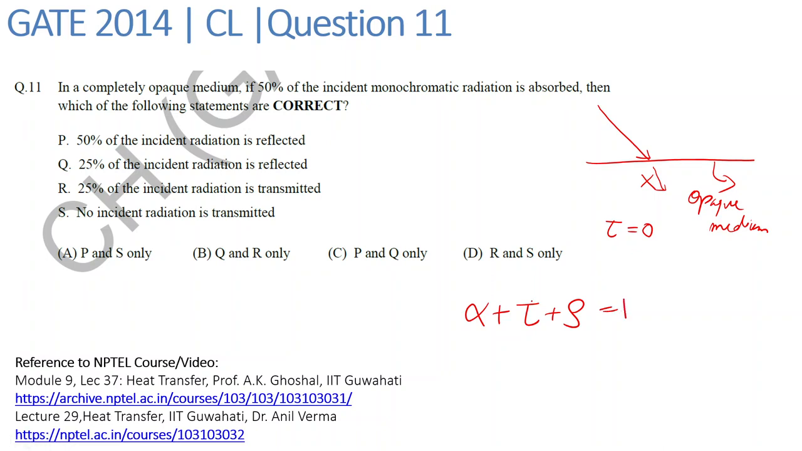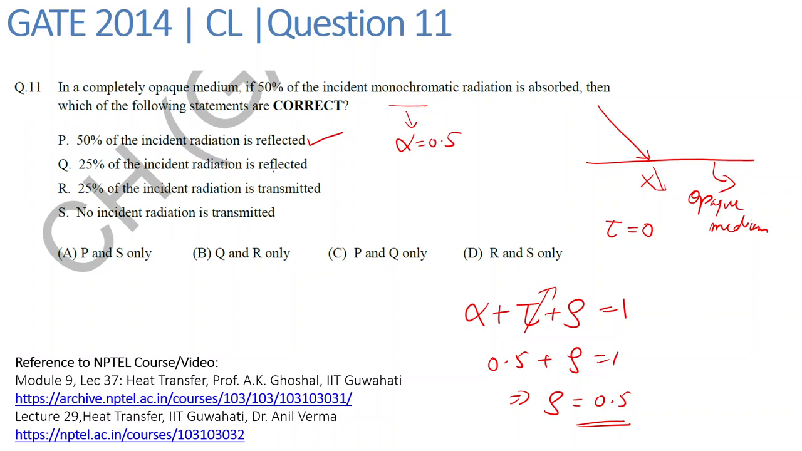Now in this question, tau is 0, so we can cancel this term. And we have been given that 50% of monochromatic radiation is absorbed. So that is alpha; from here, we can write that alpha equals 0.5. That is, we can write 0.5 plus rho is equal to 1. That implies rho, which is reflectivity, is equal to 1 minus 0.5, and it will become 0.5. So from the given options, 50% of radiation is reflected. This is a correct option.